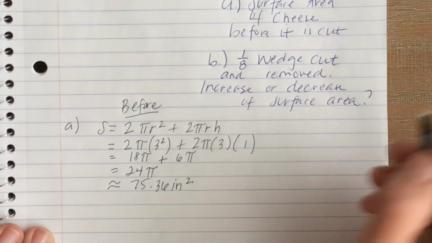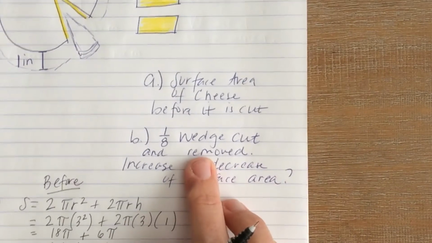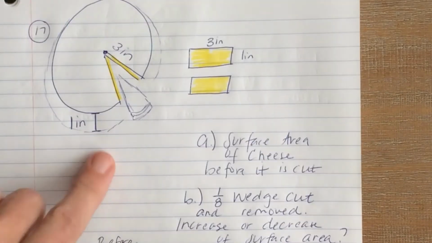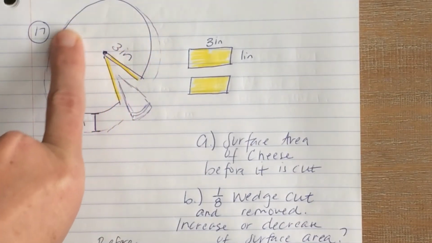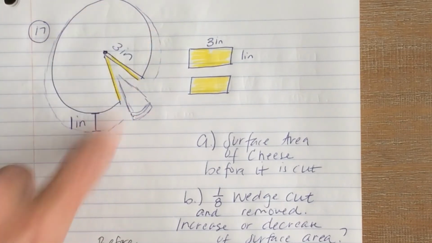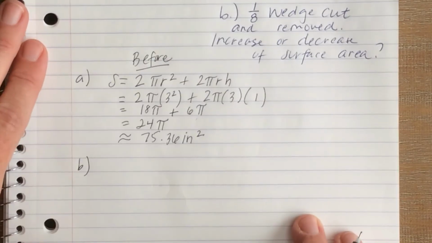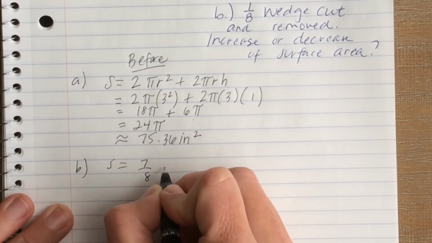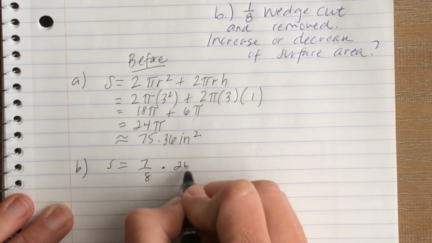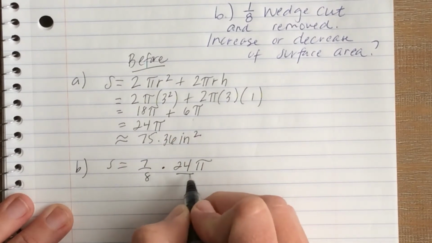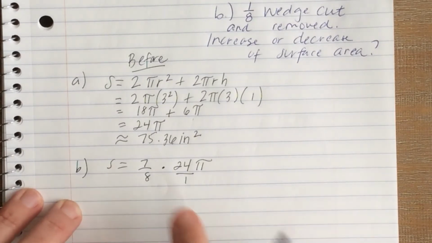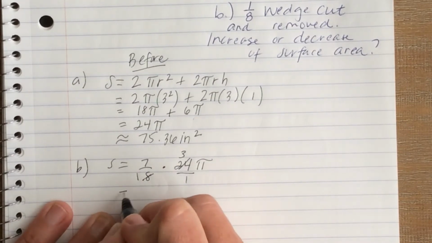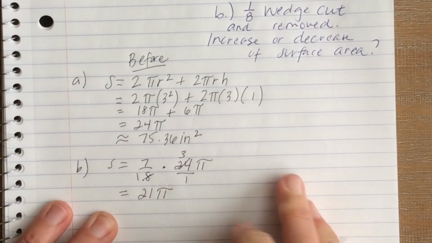All right, part B, they take out 1/8 of the cheese and remove it. So if 1/8 of the cheese is removed, that means 7/8 of this cheese still remains. So we can find 7/8 of our surface area. I know the surface area is equal to 7/8 of, and I'm going to leave it in pi, I'm going to go back to that 24 pi. You can put this over 1 if you want to make it nice and simple. 8 and 24 cross cancel. This becomes a 1, this becomes a 3. So the surface area is 21 pi.